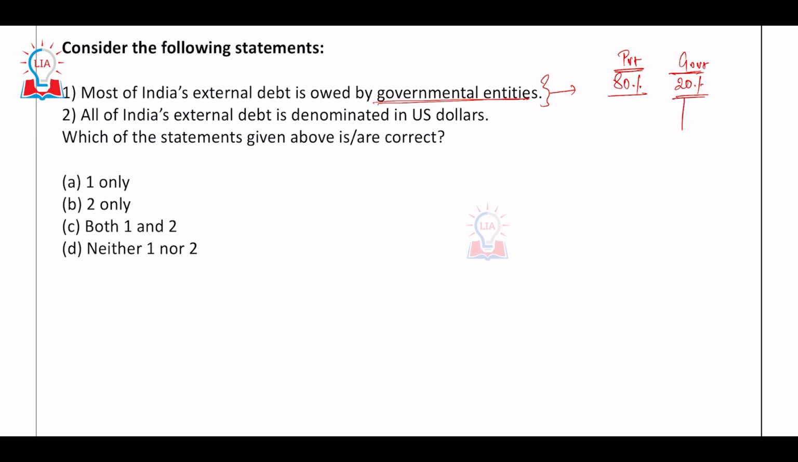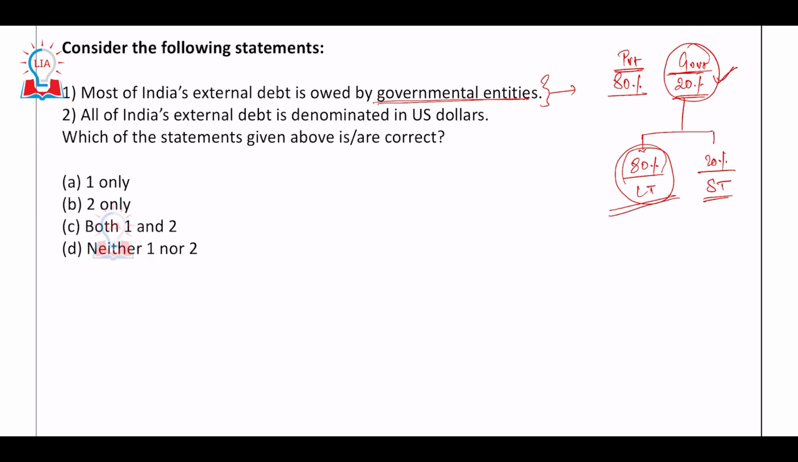Out of this 20% of external debt which the government owes, 80% is long term and 20% is short term. And that is the good thing. So remember this 80-20 rule. First of all, we have only 20% to pay. Out of the entire external debt, the government debt is only 20%. And again, in that 20%, 80% of it is long term.